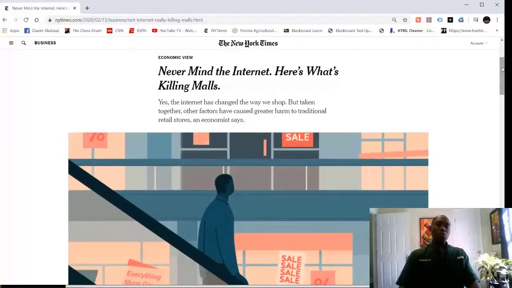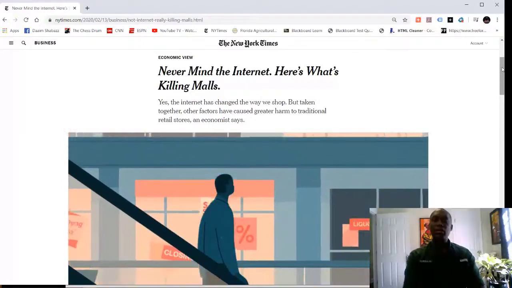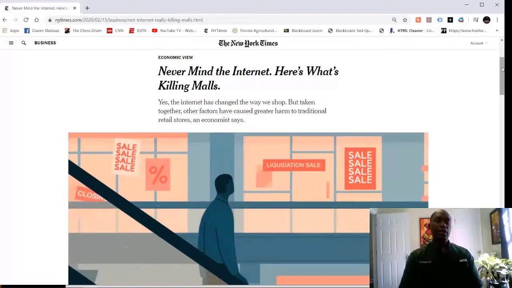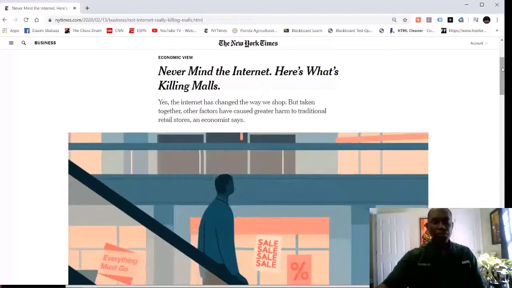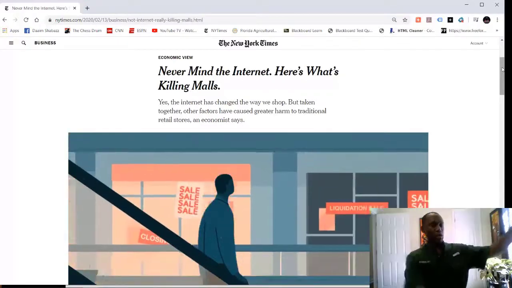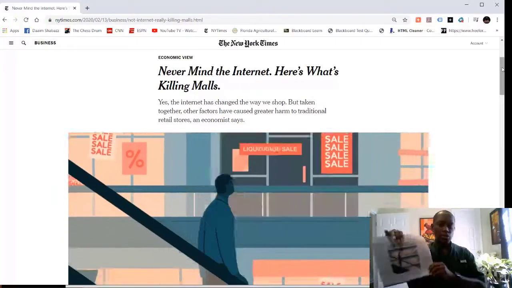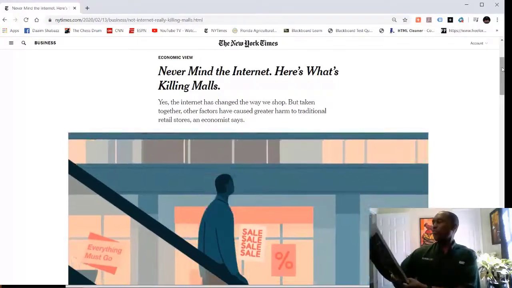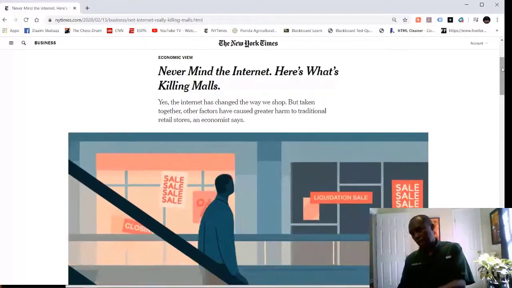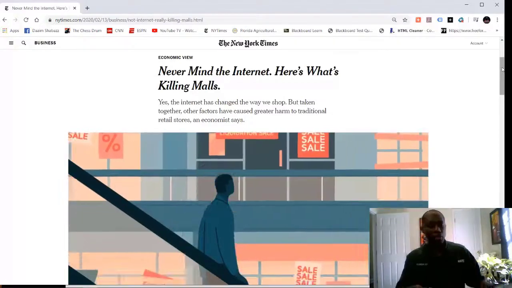But here's an article that says, never mind the internet, here's what's killing malls. I actually have the article here. This was a New York Times article, February 16th. And it says, big box stores.